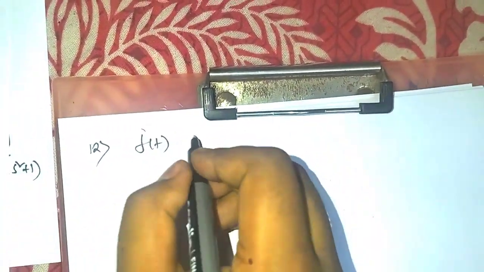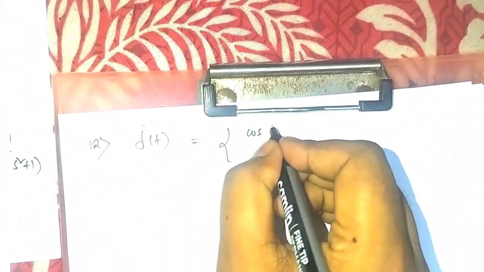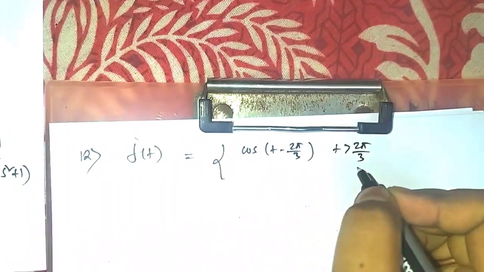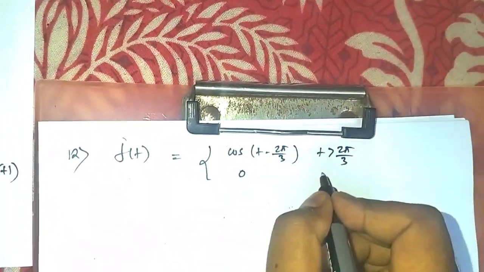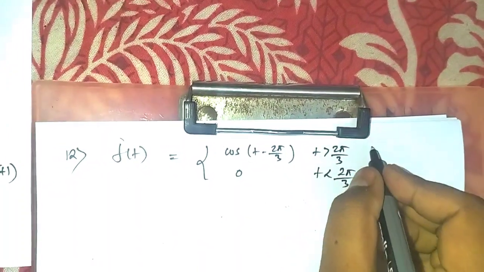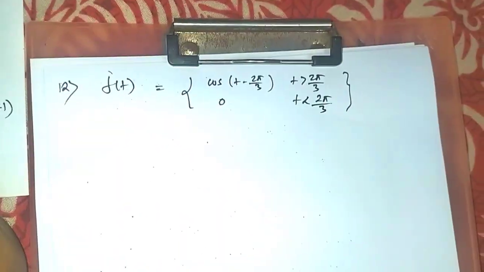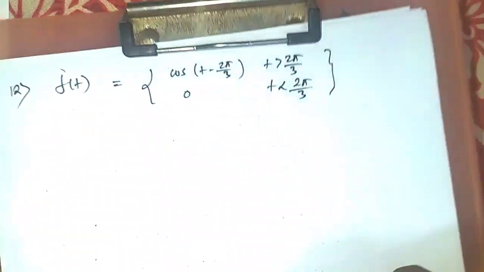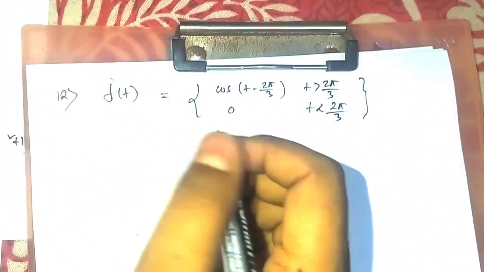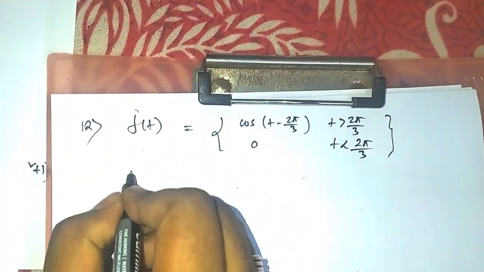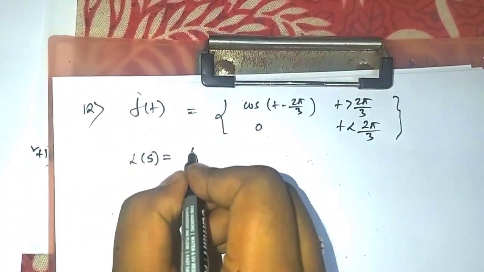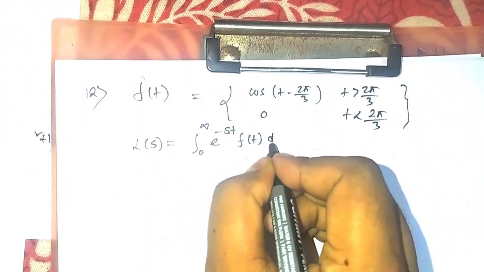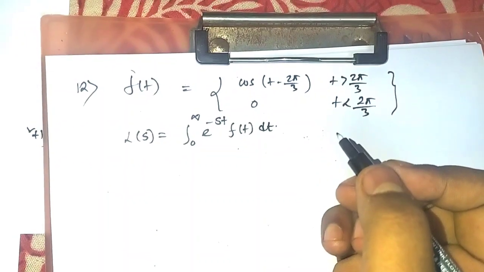So f of t is given: f of t equals cos of (t minus 2 pi by 3) when t is greater than 2 pi by 3, and 0 when t is less than 2 pi by 3. Clear? So here you can see that a limiting condition has been shown. Fine, so integration is mandatory. So we know L of s equals integral from 0 to infinity of e to the power minus st f of t dt. I think you all know that.